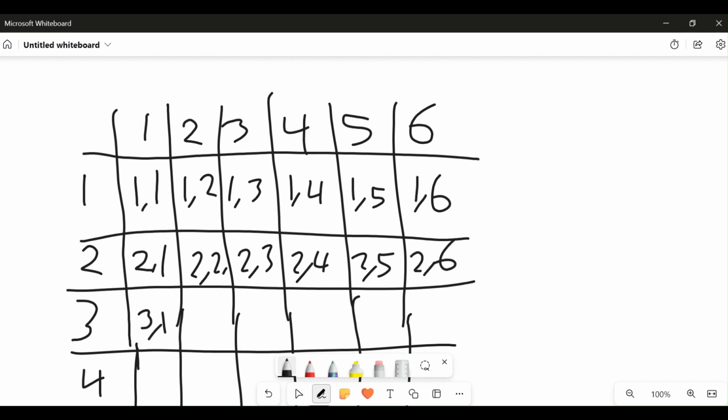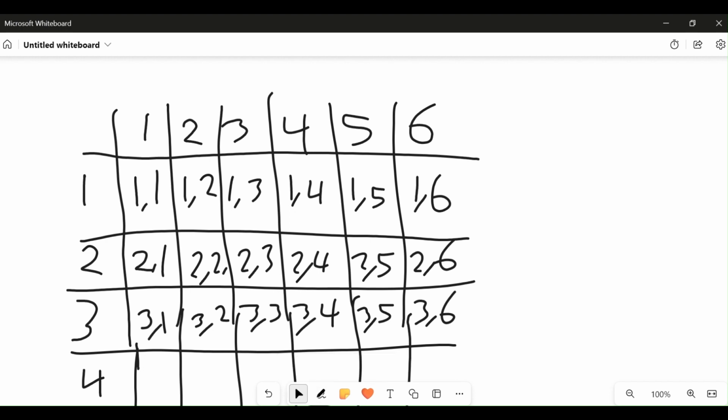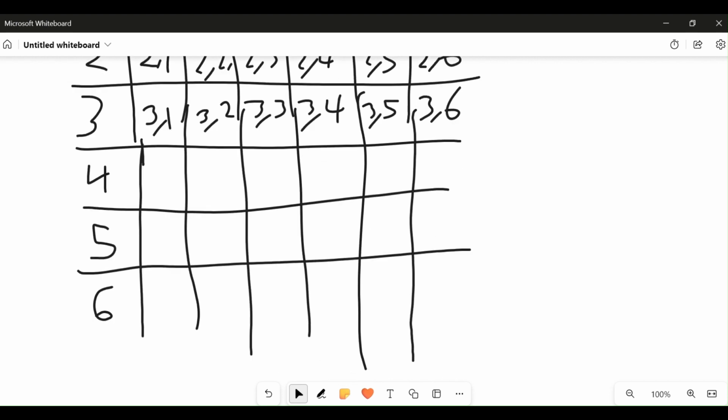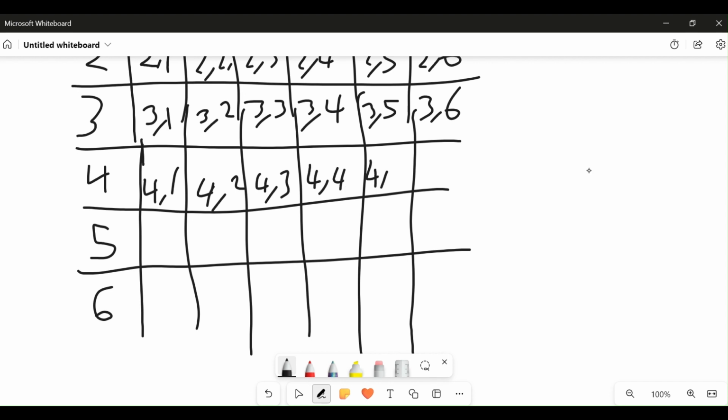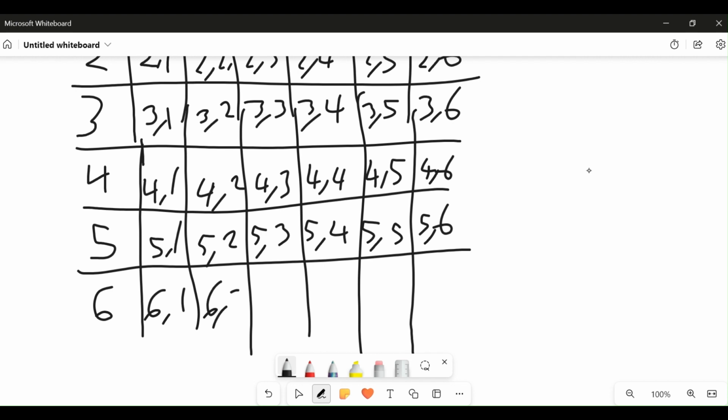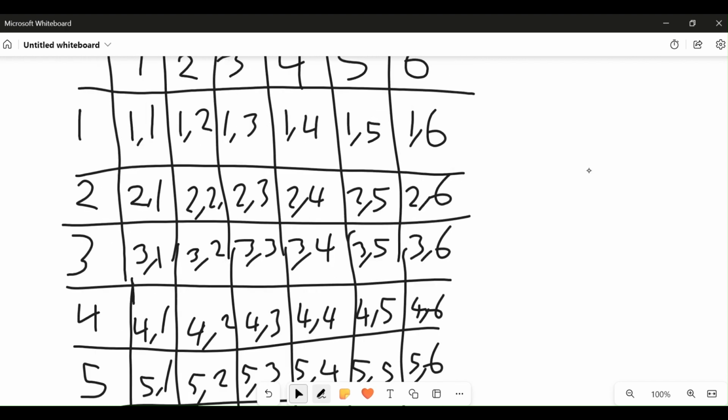We can have 3 1, 3 2, 3 3, 3 4, 3 5, 3 6. We can have 4 1, 4 2, 4 3, 4 4, 4 5, 4 6. We can have 5 1, 5 2, 5 3, 5 4, 5 5, 5 6. We can have 6 1, 6 2, 6 3, 6 4, 6 5, 6 6. This is the result from the random experiment of tossing a pair of dice.